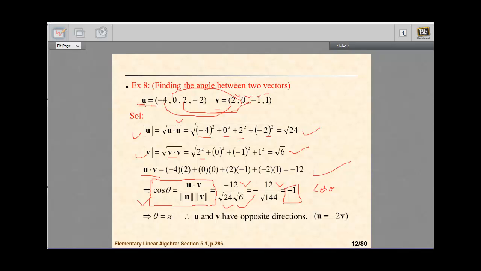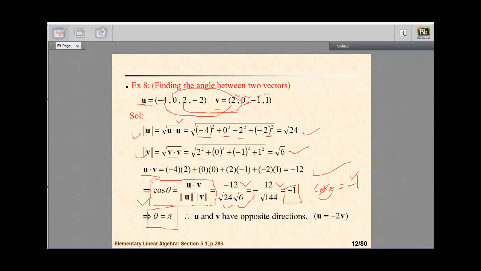When you put all these values in this formula, you will get minus 12 upon under root 24 and under root 6. That will be equal to minus 12 upon under root 144. That will be equal to minus 1. So this is the formula. And when will the value of cos theta be equal to minus 1?